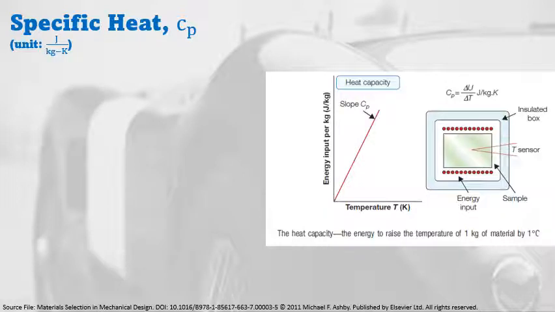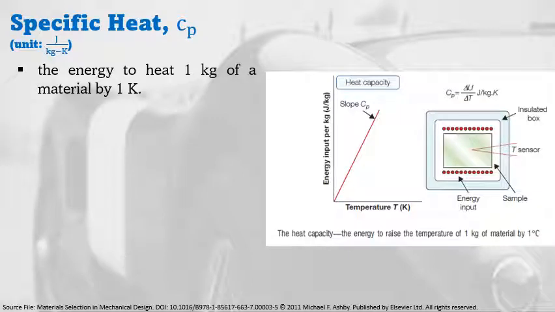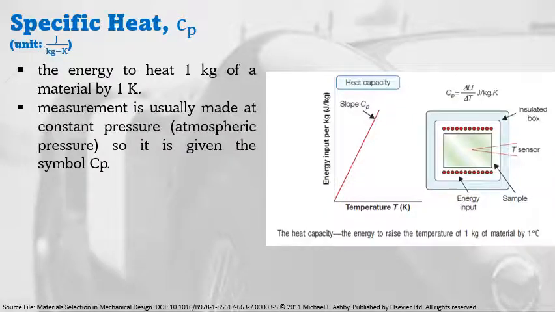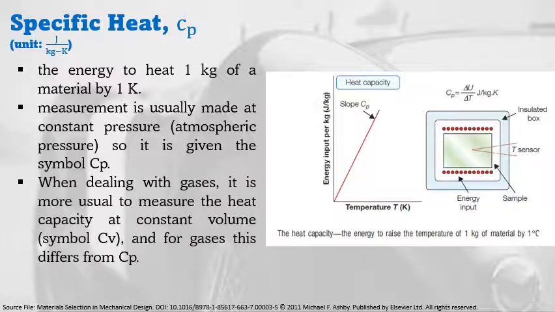Then we have the specific heat. We all know that it costs energy to heat a material. So the energy that's needed to heat 1 kilogram of a material by 1 Kelvin is known as the specific heat. The measurement is usually made at constant pressure or atmospheric pressure, so it is given the symbol Cp. When dealing with gases, it is more usual to measure the heat capacity at constant volume or Cv. And for gases, this differs from Cp.